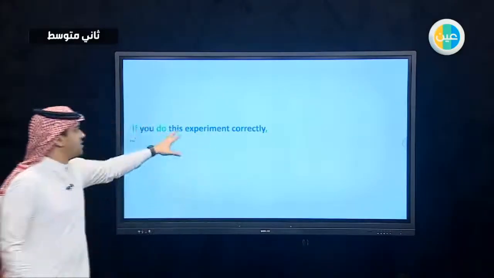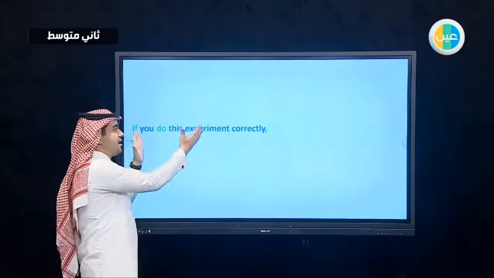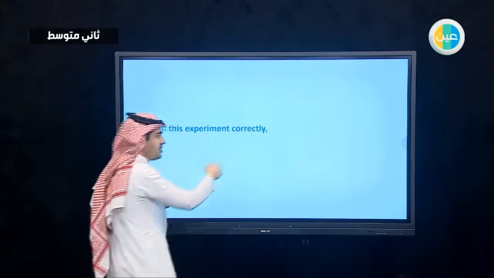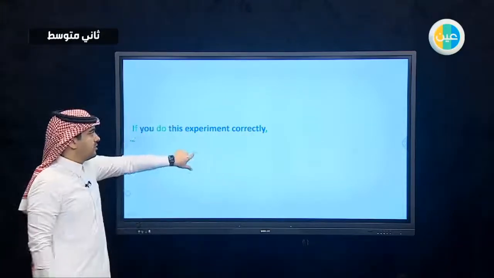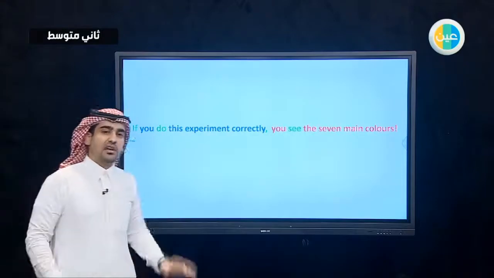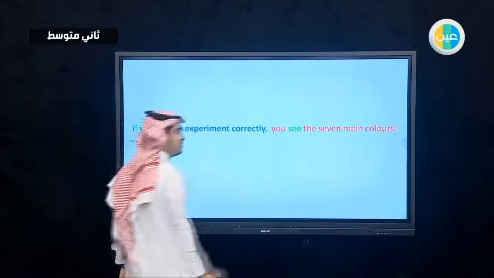Okay, if you do this experiment correctly, this sentence is called the if clause. And here we have the comma. What is going to happen? You see the 7 main colors. So we have the present simple here.